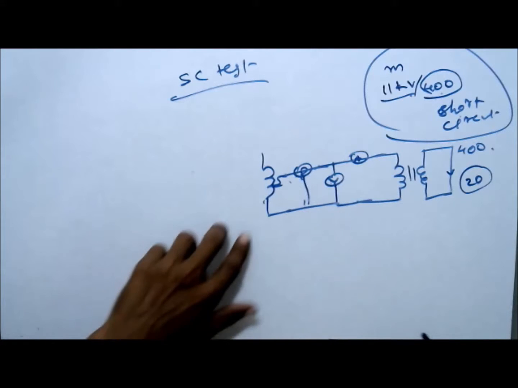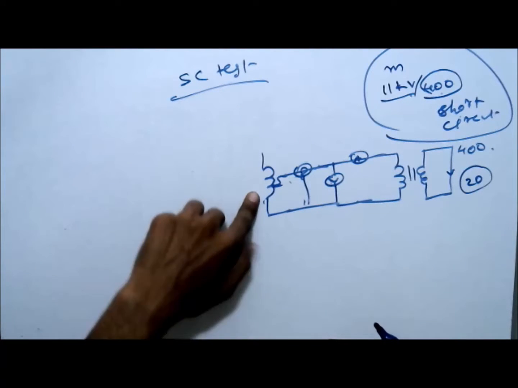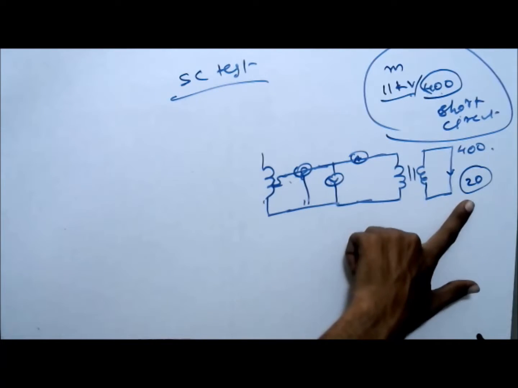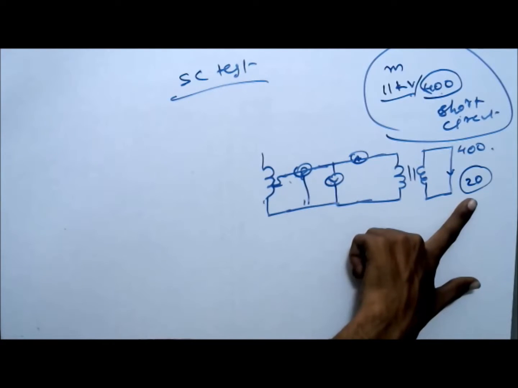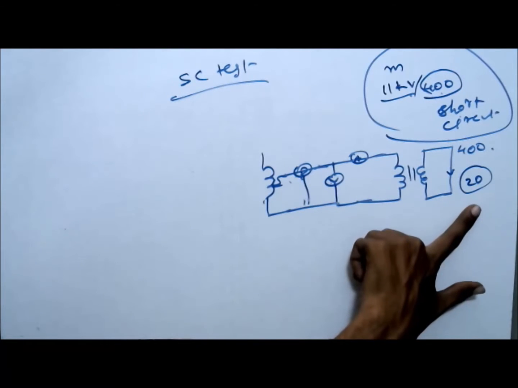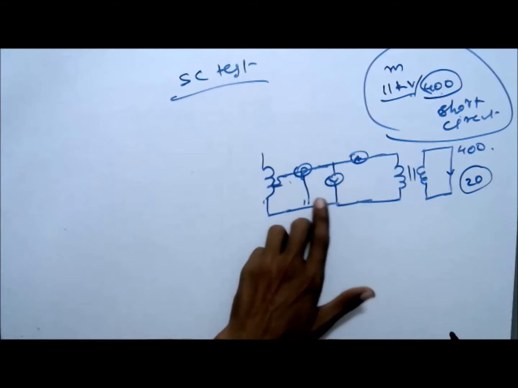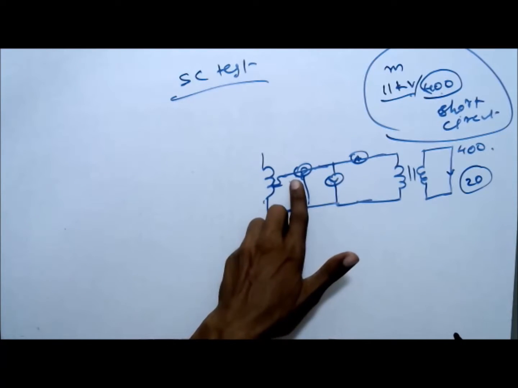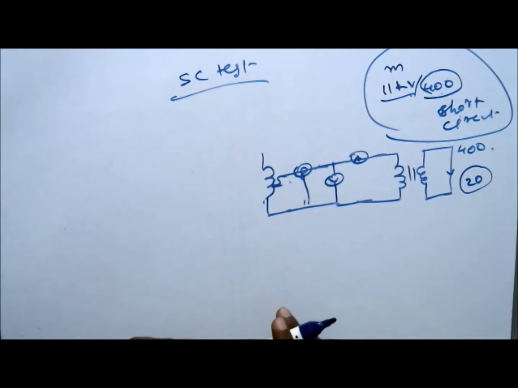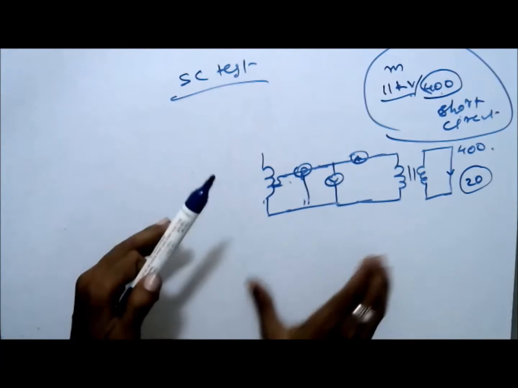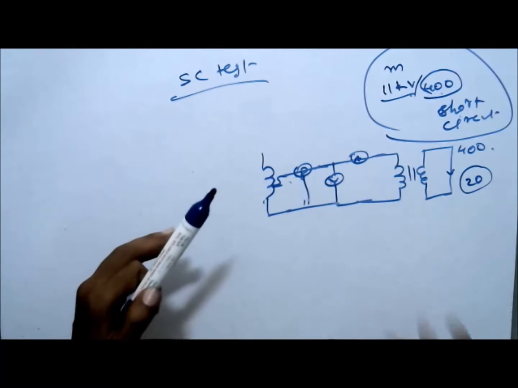So for adjustment, you adjust the wiper and see the current at the secondary side. If the current at the secondary side is 20 amps, then take the meter readings of the ammeter, voltmeter and the power meter, wattmeter. Okay, this is the procedure of conducting the AC test on the transformer.